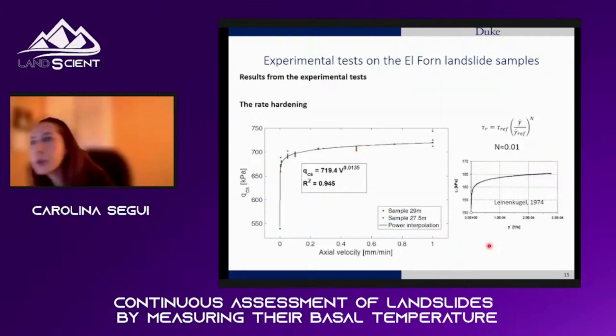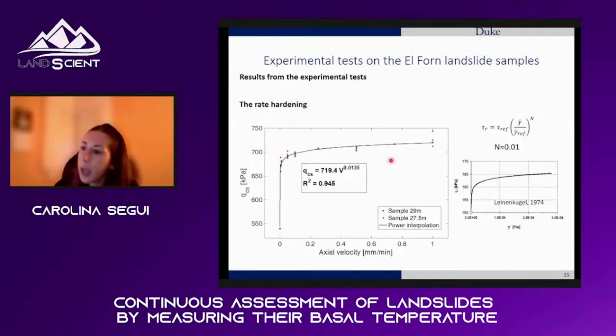So first, I will show you the results for the rate sensitivity. We have found that outside and inside the shear band, the results are exactly the same. We have a power law with the same value of rate sensitivity, which is 0.0135, sorry. And we can see that these results are very similar to the ones that Leyenhügel obtained in 1974, also for clay material. And the value of rate sensitivity is also very similar.